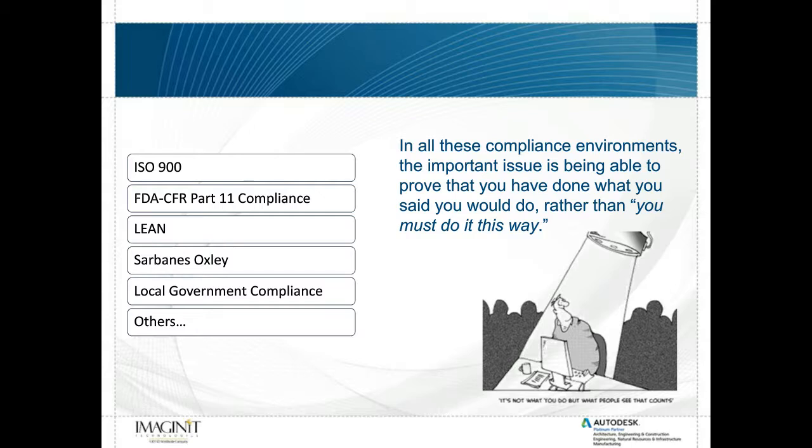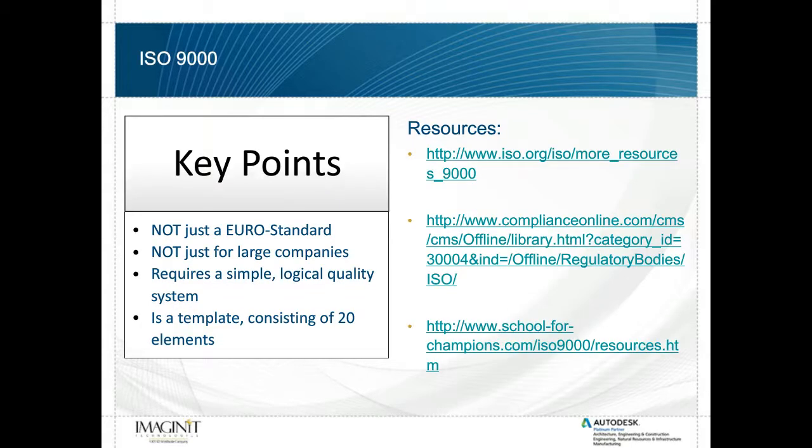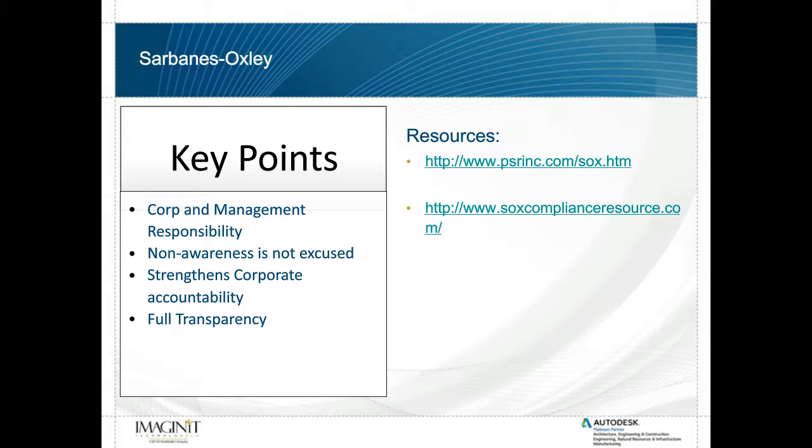ISO 9000 is one that comes up, and there are some misconceptions about it. A lot of people think, well, it's just a European standard. It's only for larger companies, and that's not really true. It really only requires that you have a simple, logical quality system that everyone works to and is well documented. And the system does provide 20 template scenarios to help with implementation and validation, and then there are people that you can become ISO certified through. And there's a lot of information around that. But one of the key things is to have a process, to have it documented, and to follow it every single time.